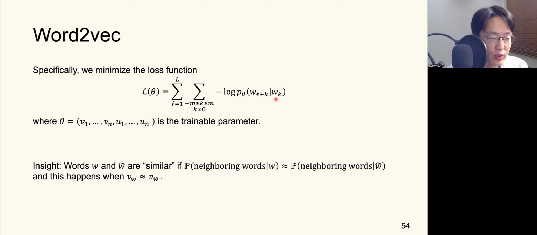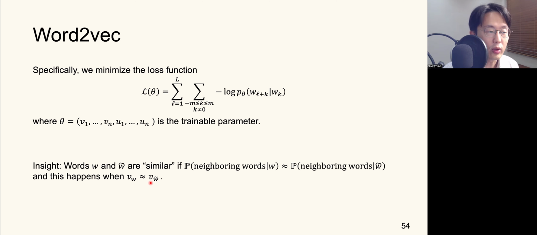So for every single center word w_t, we have a window size of n, and then we plug in the neighboring words, and we maximize the predicted log likelihood of the neighboring words, where the v vectors and the u vectors are the trainable parameters. The insight is that we have two words, w and w tilde, and we consider these two words to be similar if the distribution of neighboring words of w is similar to the distribution of neighboring words of w tilde. So two words are similar if they have similar distributions of neighboring words. And under this construction of the model, this will happen if the v vectors are similar.